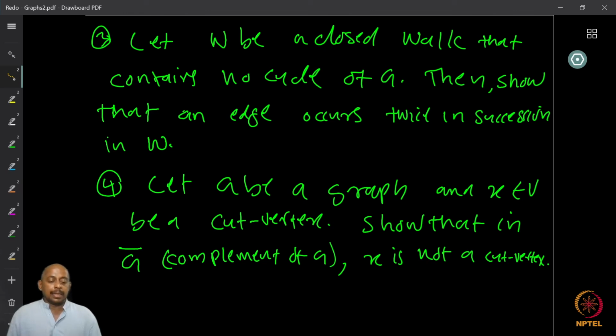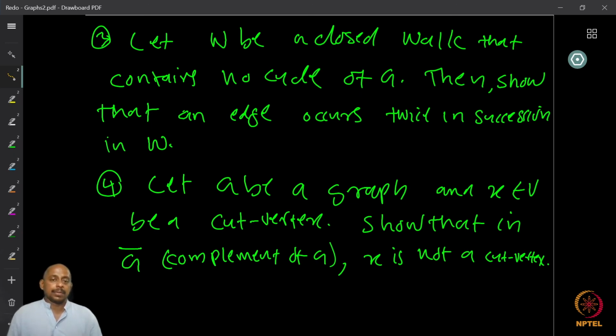Now question 3: let W be a closed walk that has no cycle of the graph. Then show that an edge occurs twice in succession in W. So suppose we have a closed walk which does not contain any cycle of the graph, then some edge must occur twice in succession in W. For example, it will be reversing: I go from U to W, then W to U back. This must happen for at least one edge if a closed walk does not contain any cycle.